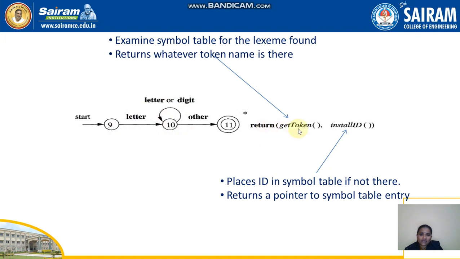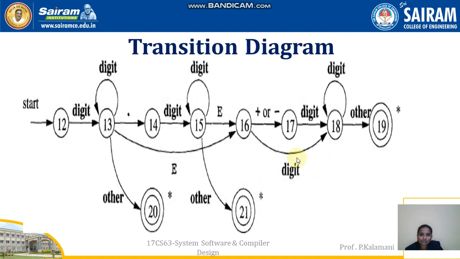And then here return get token comma install id means whenever it will find a lexeme, it will check in the symbol table. If it is already there, okay, otherwise it will return that value into the token symbol table, and that will be installed into the symbol table. That is install id, the corresponding identifier will be installed into the symbol table.